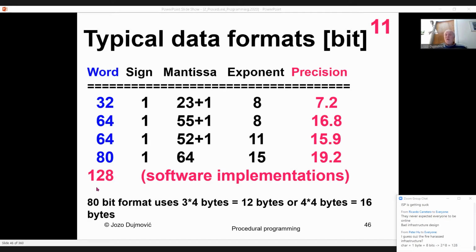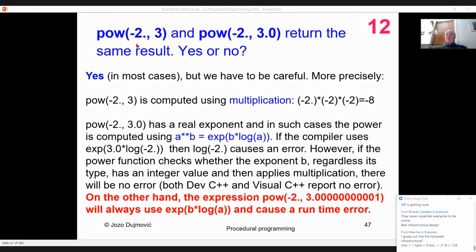Typical data formats in bits are 32, 64, or 80. But if you have more, then it is a software implementation. This is not implemented by hardware. So you can go with hardware up to 19 digits if you have 80-bit formats for intermediate results in the x86 architecture, and typically with 11 bits of exponent, you have 16 decimal digits of precision. That's all you get.